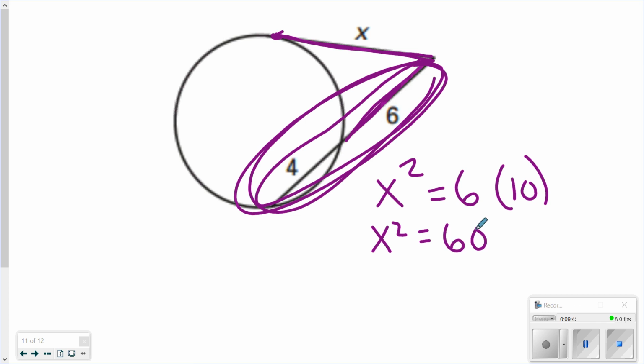So that means x then is equal to the square root of 60, which if you plug this in your calculator, you get approximately 7.75.